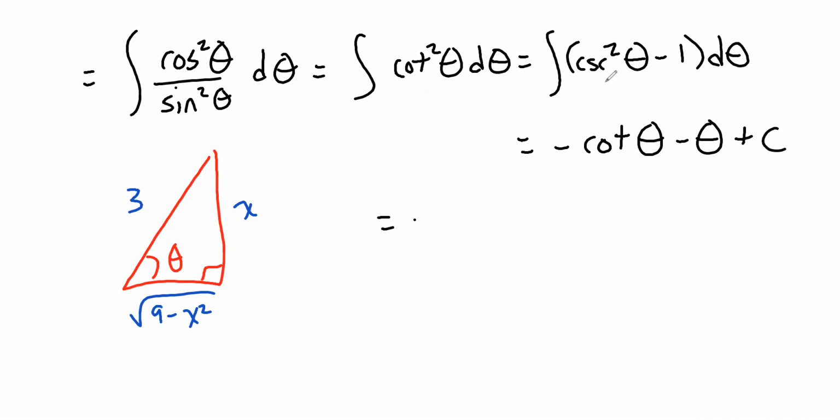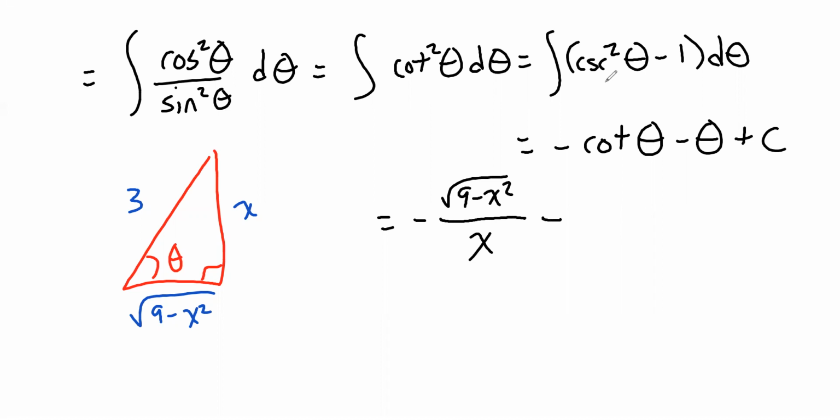Start with cotangent. Cotangent theta is the reciprocal of tangent. Tangent is opposite over adjacent, which means cotangent is adjacent over opposite. The adjacent side is the square root of 9 minus x squared. The opposite side is x. So negative cotangent theta, according to this triangle, equals negative square root of 9 minus x squared over x. Minus. Now, what does theta equal?